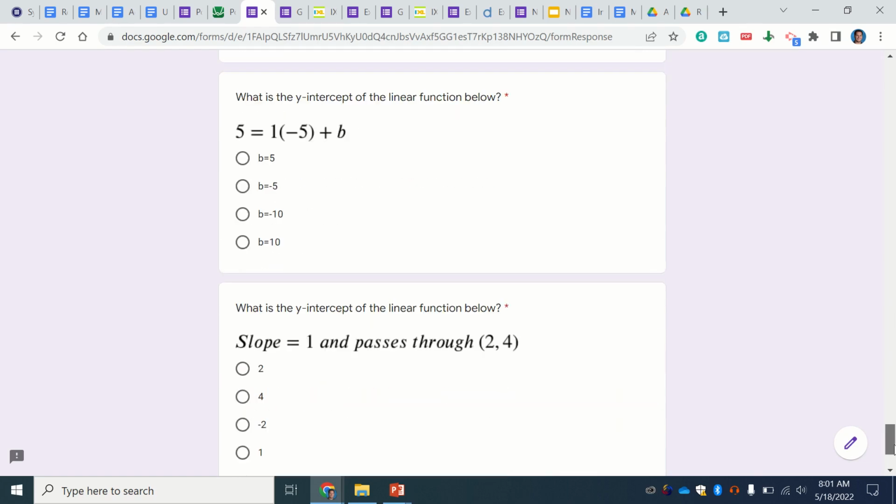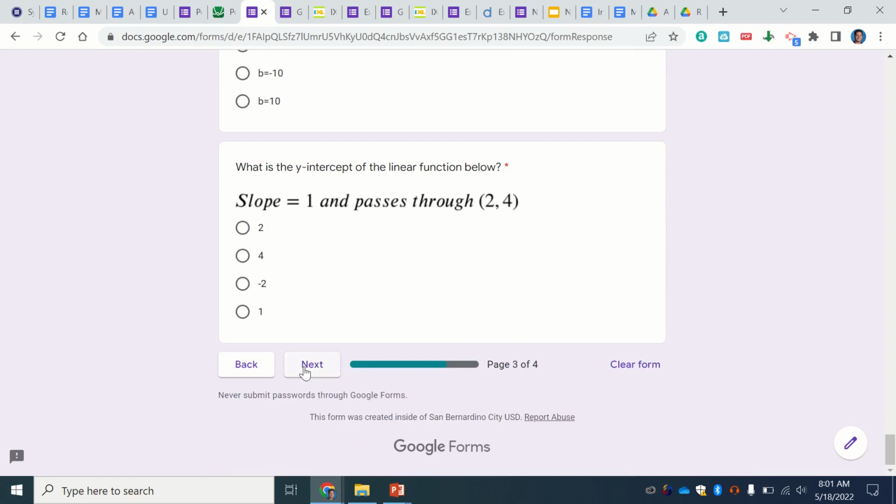So you'll answer all of these questions, and then you'll click Next. This will take you to your Before You Go. Fill out your Before You Go, and then submit your work on Google Classroom.